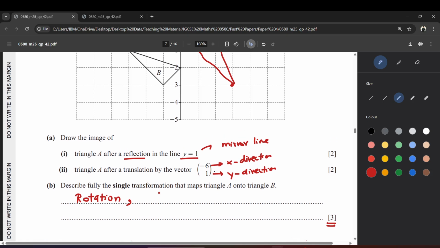Second point, once you have identified that this is rotation, you need to give two more details. You have to give the angle of rotation, whether it is 90 degrees clockwise, or 90 degrees anti-clockwise, or 180 degrees. In 180 degrees, you don't mention clockwise or anti-clockwise because it doesn't really matter. If you move clockwise 180 degrees or anti-clockwise, it is the same thing. That's the second thing you have to mention. Third thing that you have to mention here is the center of rotation.